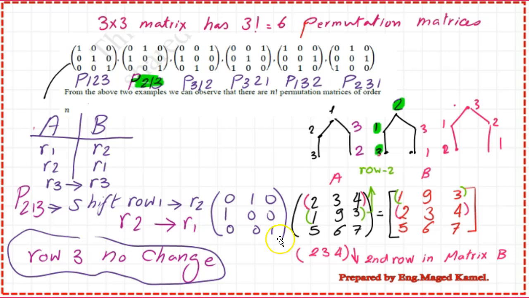Suppose you have matrix 2 3 4, 1 9 3, 5 6 7. The first row here is replaced by the second row, so it will move to the second row. And 1 9 3, the second row, will become in the position of the first row, while the third row is the same, 5 6 7.